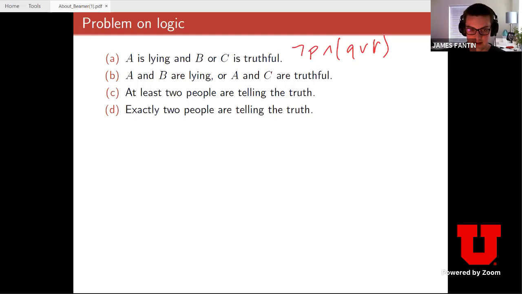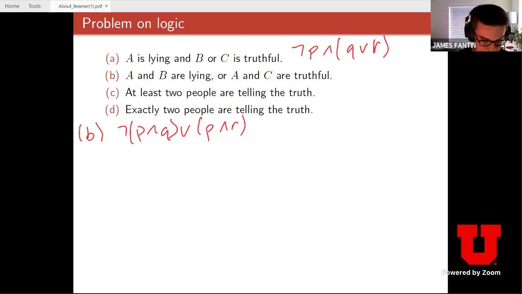Okay, so it looks like most people are done, and we've got some answers in the chat. This is good. For part B, we've got two answers here. One said not P and Q or P and R. And then we've got another one who's saying not P and not Q or P and R.